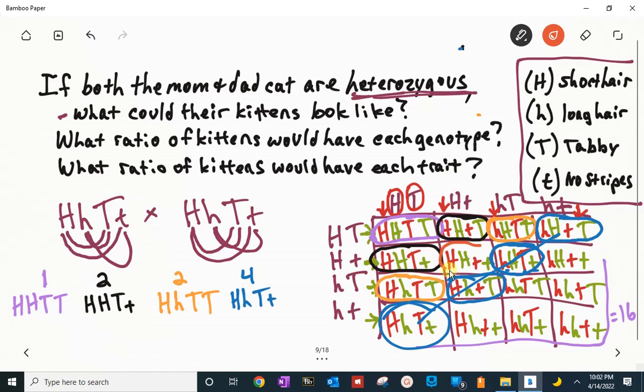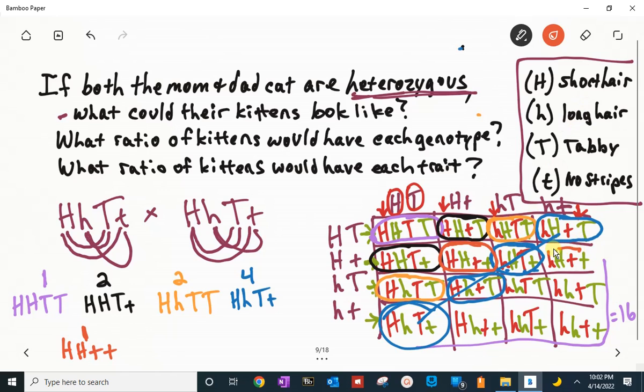And let's do this one. We have homozygous dominant for hair length, two capital H's, and homozygous recessive for coat pattern, two lowercase t's. So we're going to have two capital H's and two lowercase t's. How many squares have this combination? It looks like only one square has it, so we're going to write 1 for that one.